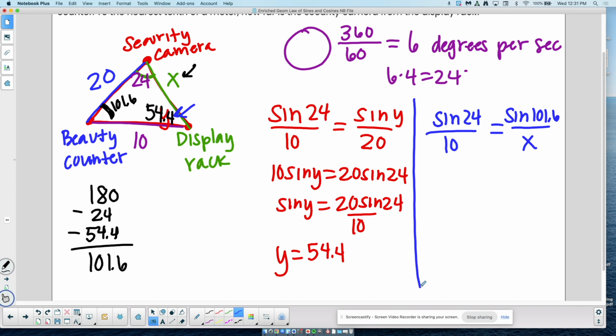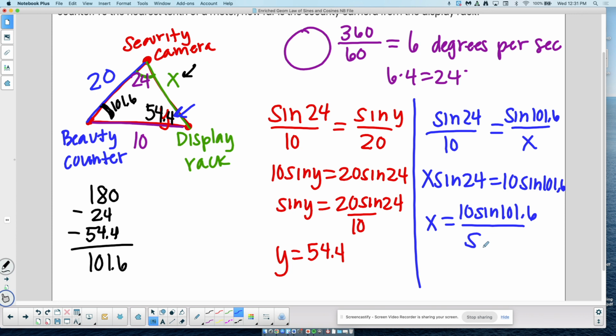Now you have a problem that you've been doing, I guess, all lesson, right? Cross multiply: x sine 24 equals 10 sine 101.6. Divide by sine of 24. So x equals 10 sine 101.6 all over sine 24. Type that into your calculator. We should be getting 24.08. So 24.1 if we want to round to the nearest tenth.